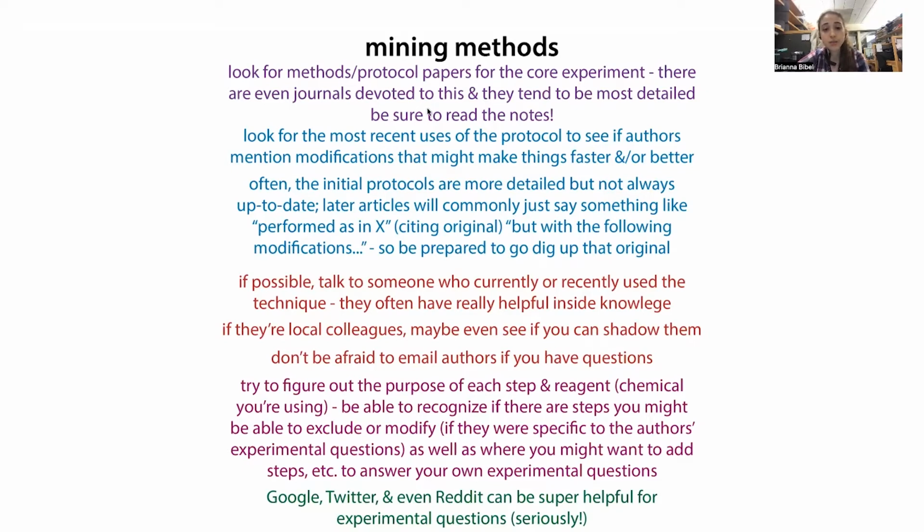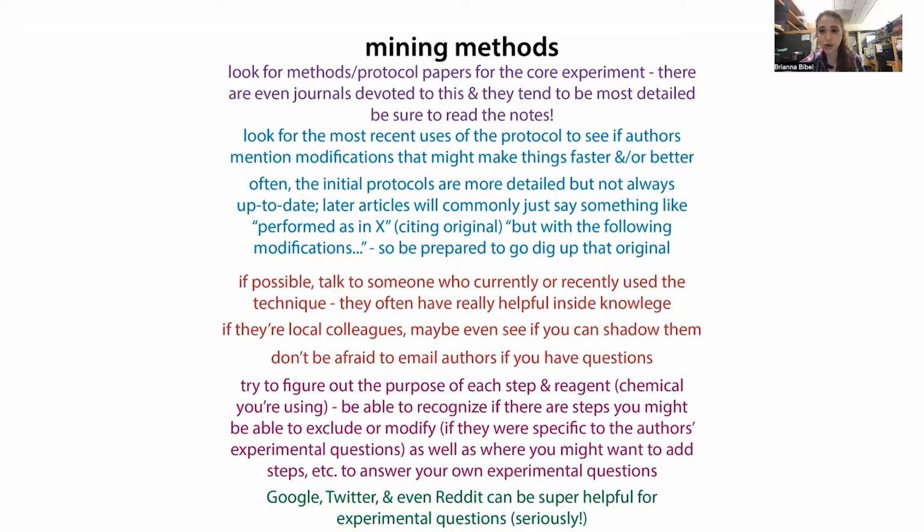Okay, but say you want to look at methods because you want to do a similar experiment. If there is a core protocol, often when people develop new techniques, and later this technique catches on, they'll have a specific methods or protocol paper, and often there are multiple versions of this. There are journals that are dedicated to methods. There's Nature Methods, there's a bunch of methods journals.